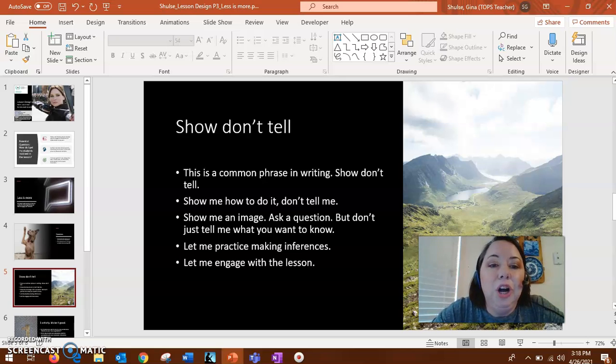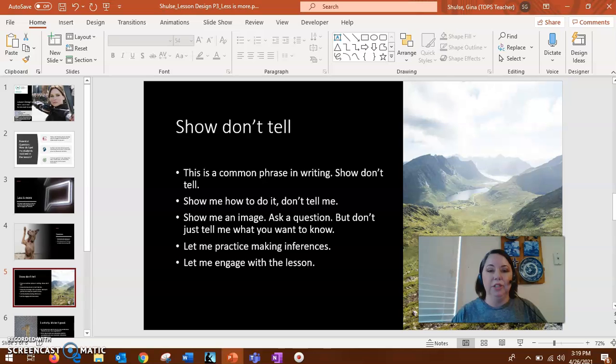Next step is show, don't tell. This is a common phrase that we use in writing: show, don't tell. It means to be more descriptive, use stronger verbs, show us what a character is doing rather than just telling us what they are. Okay.